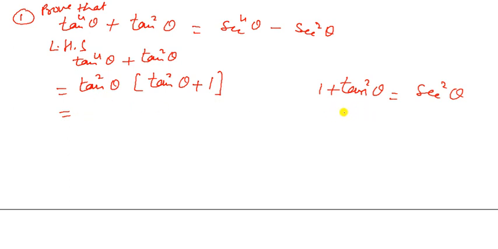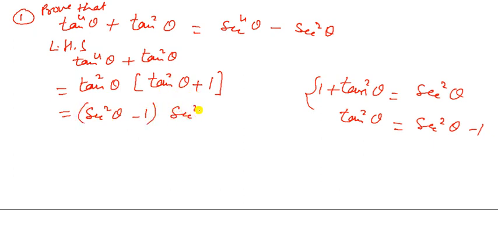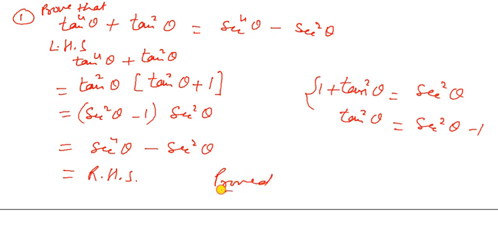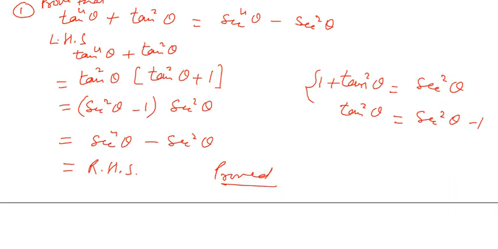So you can put the formula here. Tan square theta is equal to sec square theta minus 1. Put both the values in this equation. So tan square theta is sec square theta minus 1, and 1 plus tan square theta is sec square theta. Multiply inside, so it becomes sec to the power 4 theta minus sec square theta, and that is the right hand side. So you can do this very easily, hence proved.